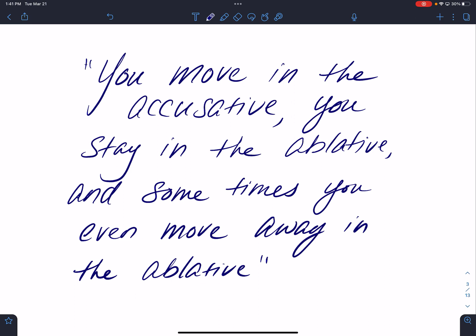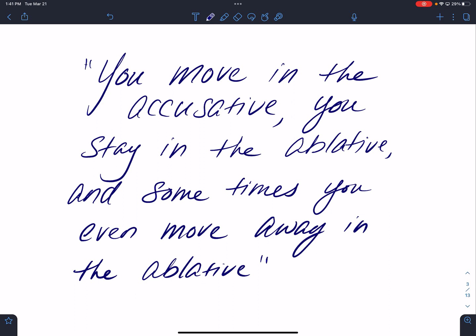Attention! Excuse me, Timothy, what makes you think that you cannot be embarrassed by me? Yeah, Tim, move those hips, man. You move in the accusative, you stay in the ablative, sometimes you even move away in the ablative. Some of you are not saying it, some of you are not moving. Some of you are doing neither. Okay. It's not my fault if you're a stick in the mud and don't want to do fun things.